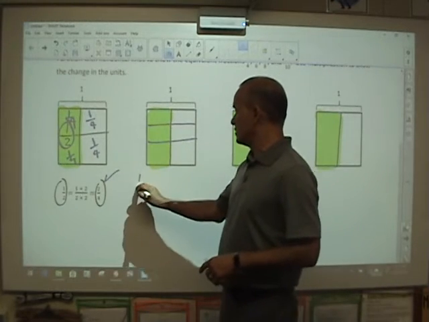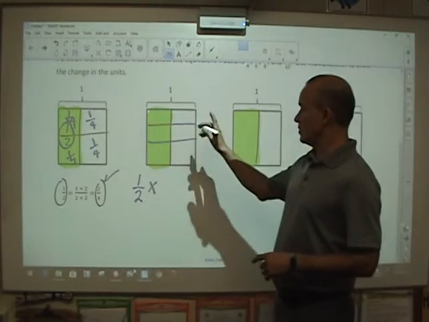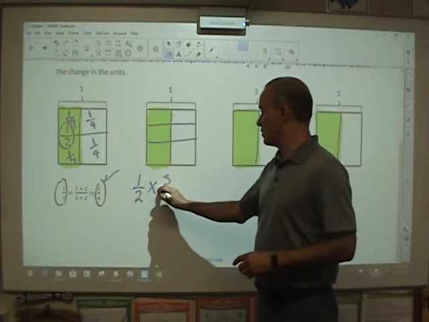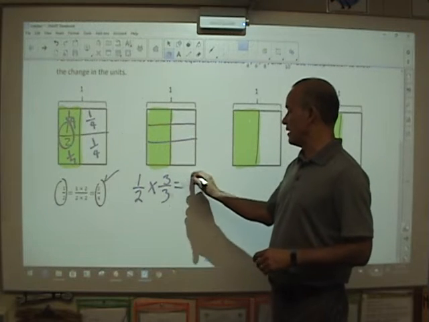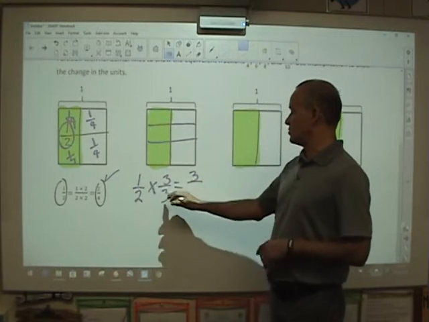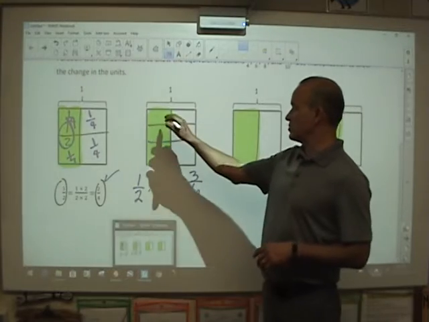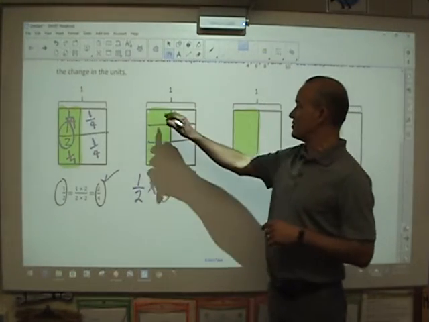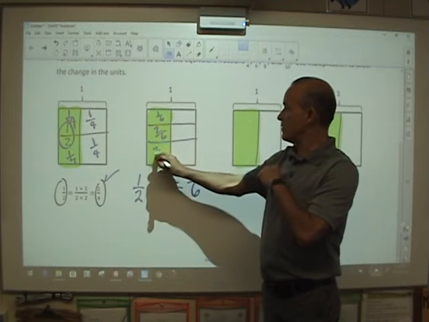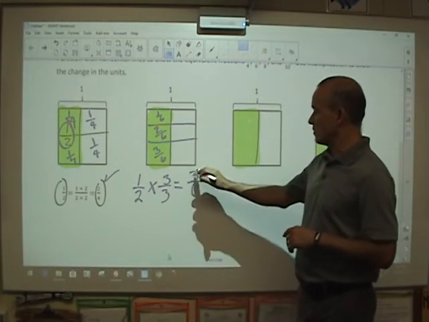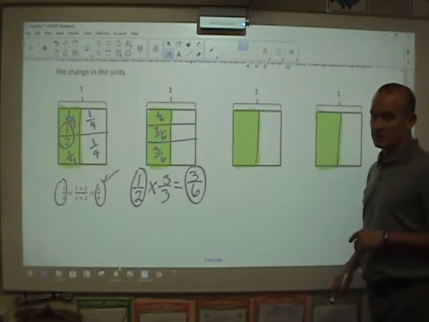So now, first we have 1 half, correct? Then we multiplied it times 3, because now the whole has been divided 3 times. So when we multiply, that should be 1 times 3 equals 3, and 2 times 3 equals 6. So now this 1 half is going to be 3/6. Let's see if that's true. This is 1/6, 2/6, and this is 3/6, 4, 5, and 6, and that is correct, my friend. So now we know that 1 half is the same as 3/6.